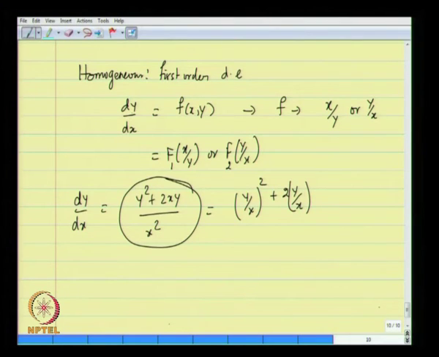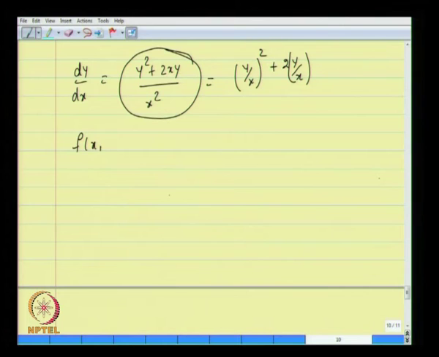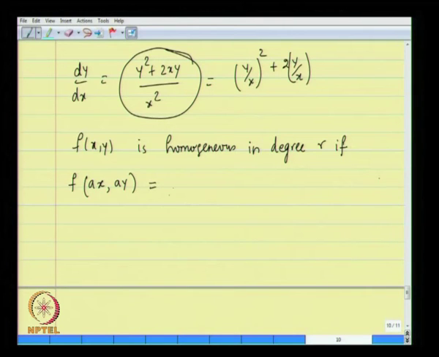There is a general way of defining that, namely, a function f of x, y is homogeneous in degree r if, when x and y are replaced by a x and a y, this function will be exactly the same as a raised to r times f of x, y. Okay. Such functions are known as functions of homogeneous nature with a specific degree r.